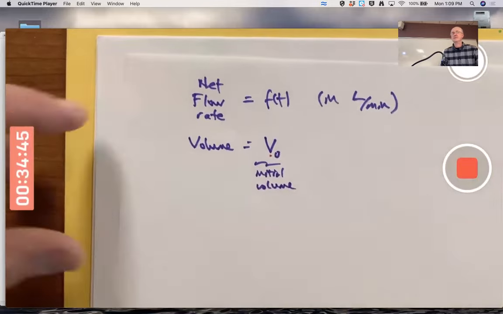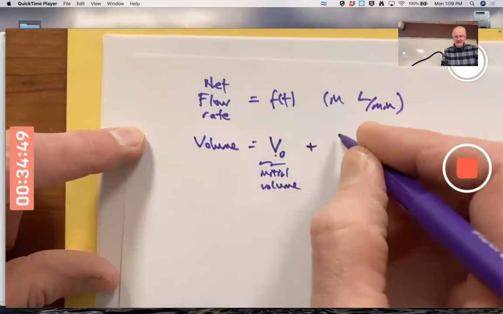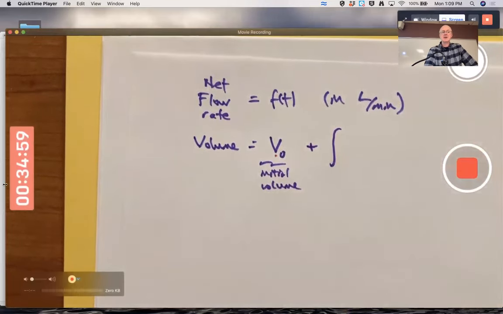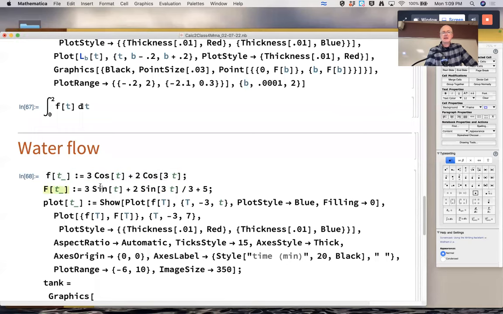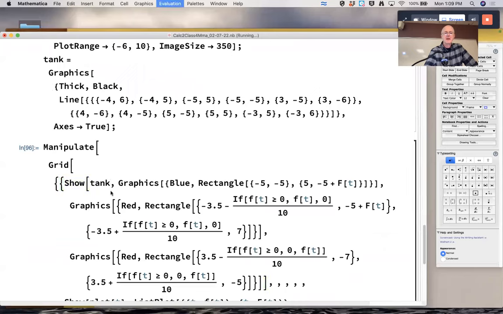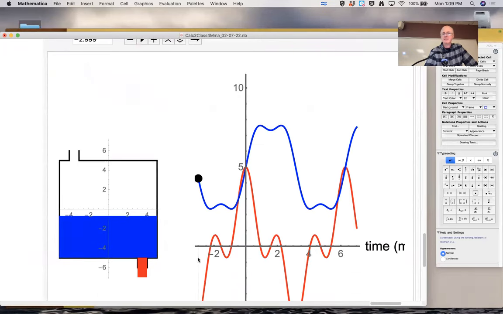It's just a constant. That's the initial volume. If you add on an integral of the flow rate, that'll give you the total volume, the ending volume, you might say. Once again, to just throw a little wrench in things, this time I'm not going to start time at time equals 0. In this animation, which we're about to see here, I'm going to start time at time equals -3.